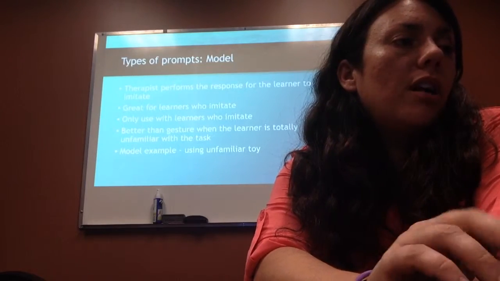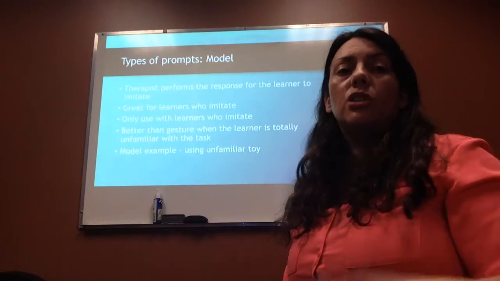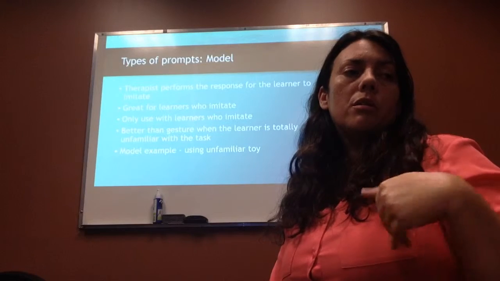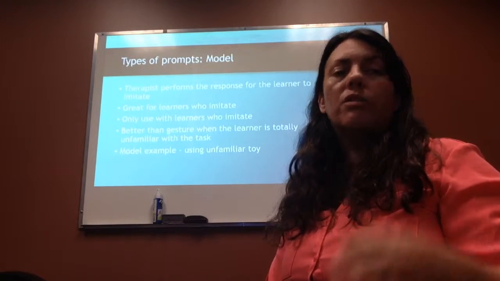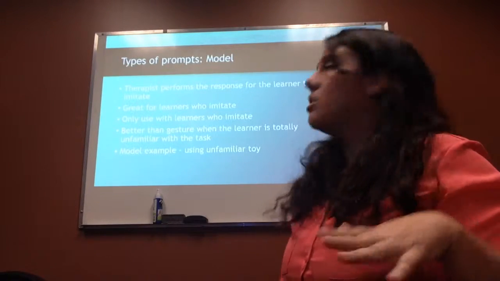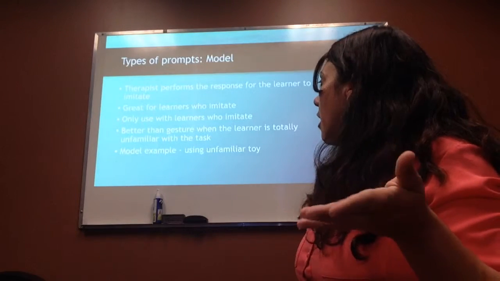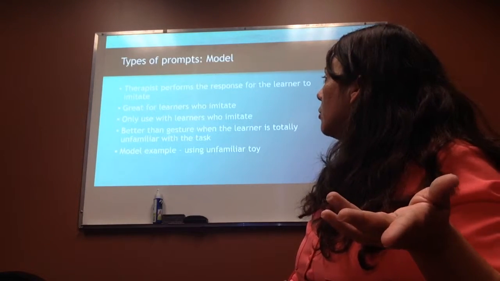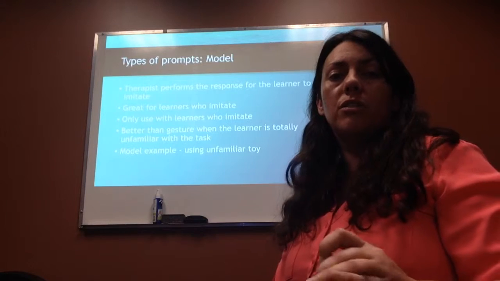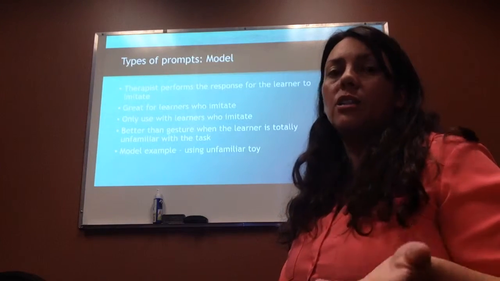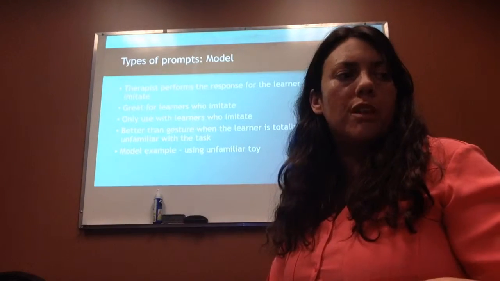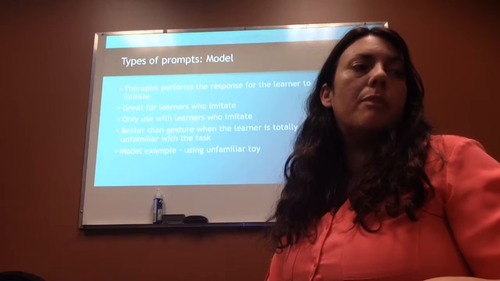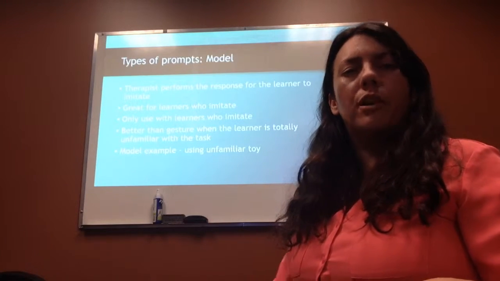And then another one is a model. A model is when you actually do the correct response. So the therapist or the behavior tech performs the response for the learner to imitate. This is great for learners who imitate, obviously, but you can only use it with learners who imitate. So if you have a kid who has no imitation skills, you can't do model prompts with them. It's better than a gesture for a learner who's totally unfamiliar with the task.